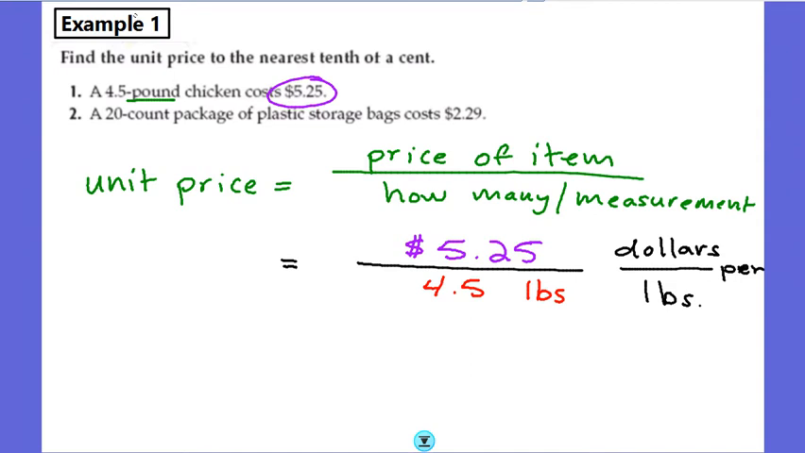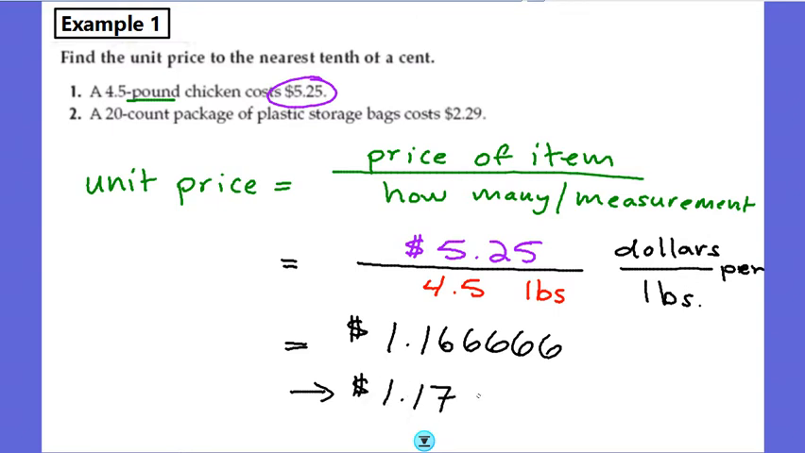So if I do this calculation, I get $1.16, and it's 666 repeating, it keeps going on. So I'm going to round that to the nearest cent, and I'm going to get $1.17 per pound of chicken.